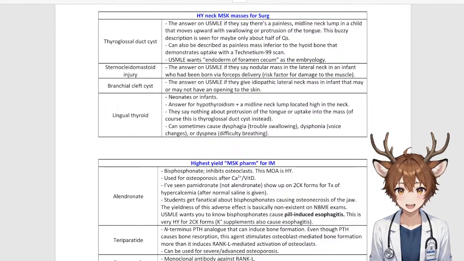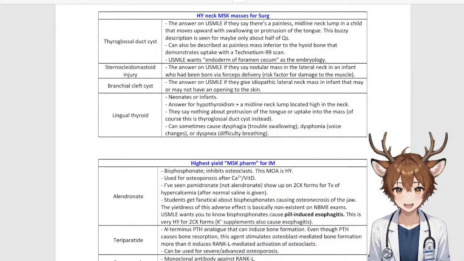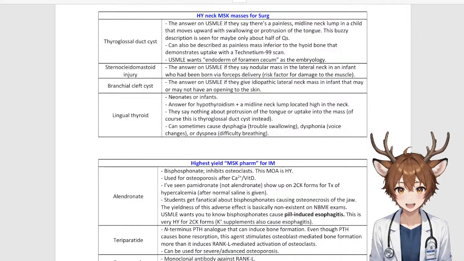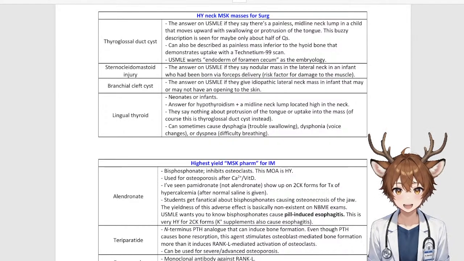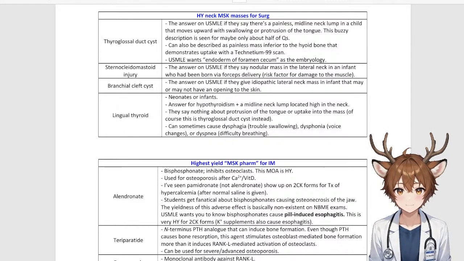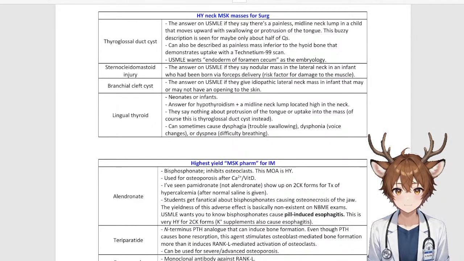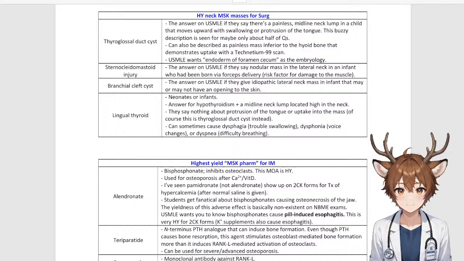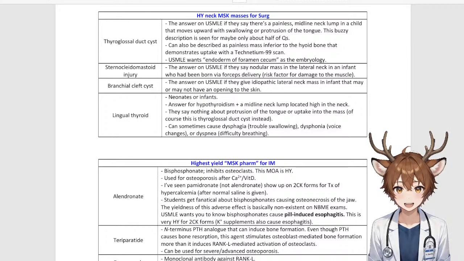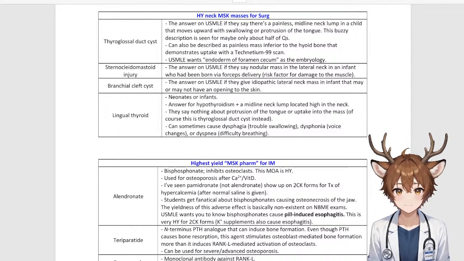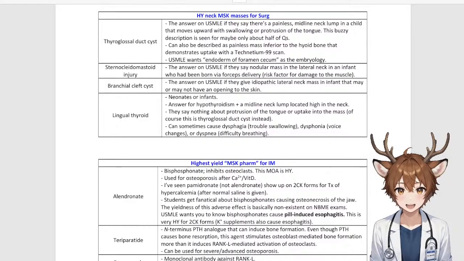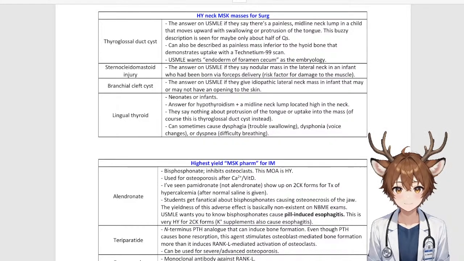Sternocleidomastoid injury, SCM injury. The answer on USMLE if they say nodular mass in the lateral neck in an infant who had been born via forceps delivery, risk factor for damage to the muscle. Okay, so he had forceps delivery, he might have an SCM injury. Branchial cleft cyst. The answer in USMLE if they give an idiopathic lateral neck mass that may or may not have been an opening to the skin, branchial cleft cyst.